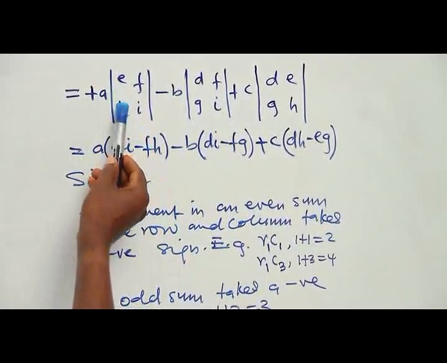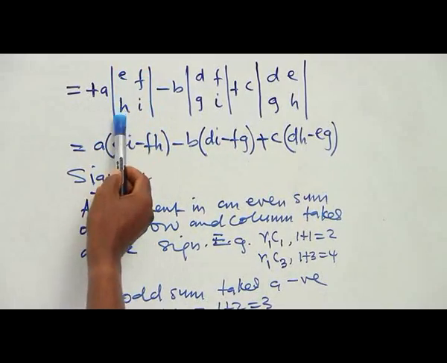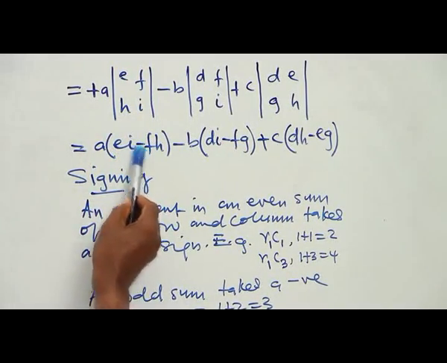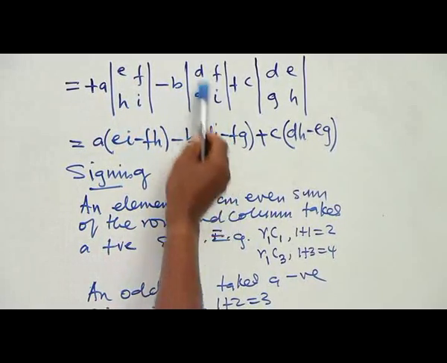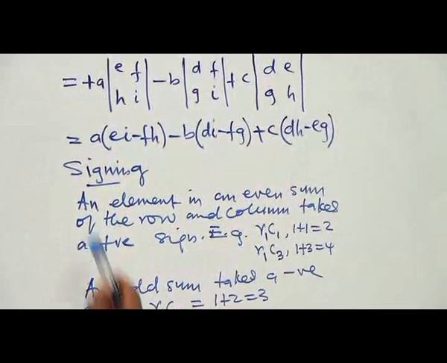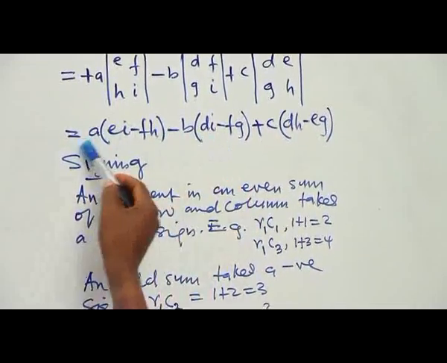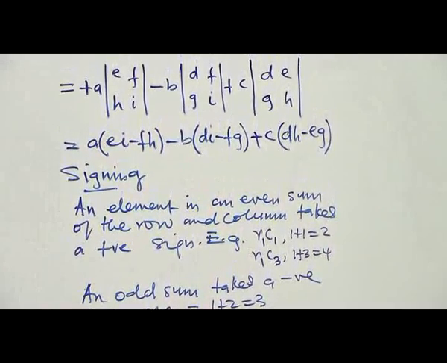So the same principle holds. You cross and you cross. You multiply this and you multiply this and find their difference. So your A there, you do that. Your minus B, you do that. Your plus C, you do that. And this will now be simplified to give you the determinant of that 3 by 3 matrix.